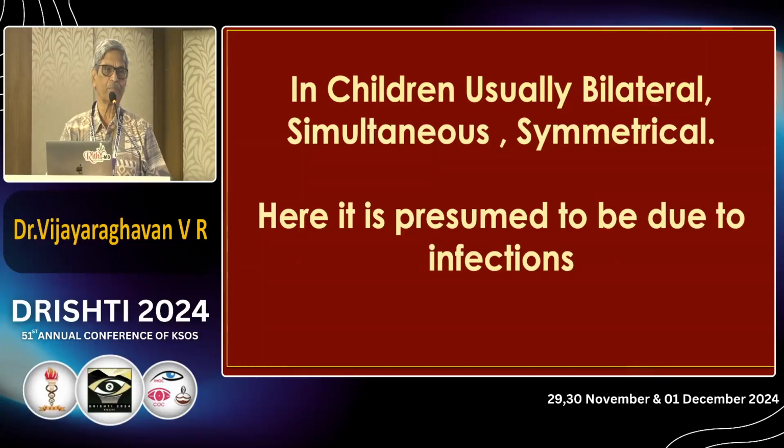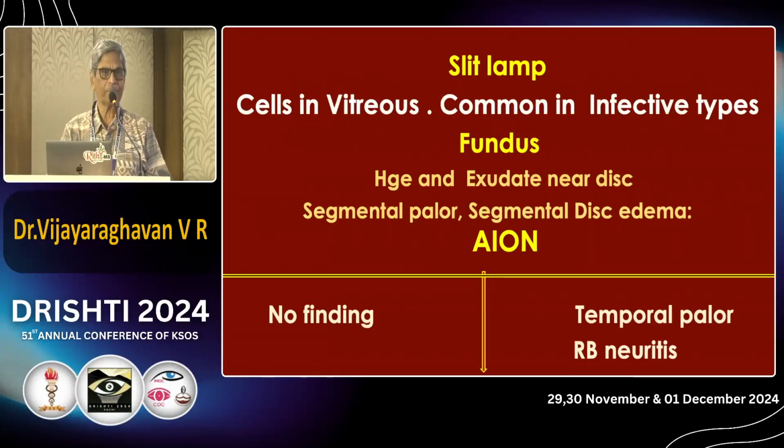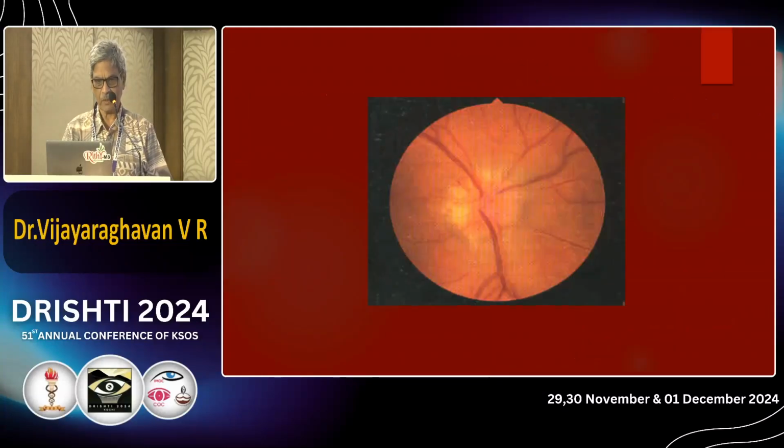Whenever you have a children's problem with bilateral optic neuritis, always you are dealing with infections. Never forget that. On slit lamp, you have to look for cells in the vitreous. Then on fundus, of course, hemorrhage and exudation near the optic disc may be there in a case of optic neuritis. AION, Dr. Saravanan already told about temporal pallor and all, may be there in AION. Understand now? The disc is hyperemic, margins are blurred, similar to papilledema.